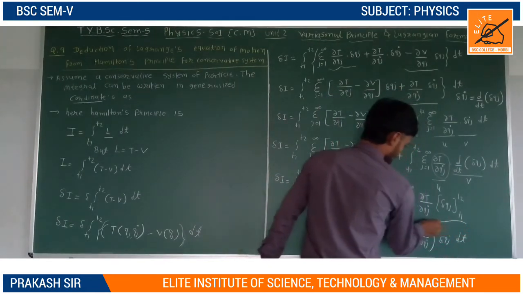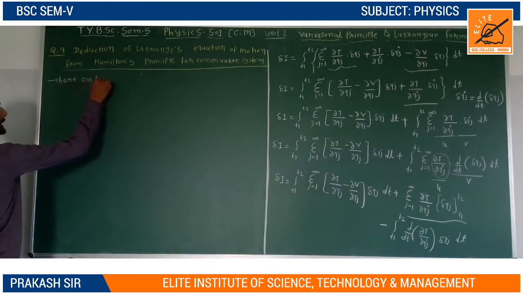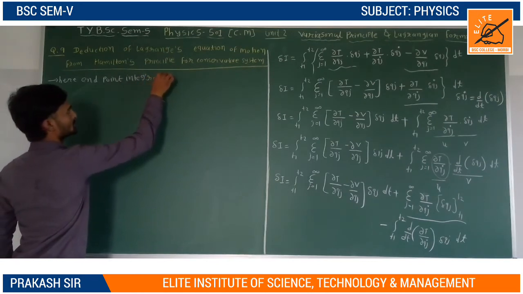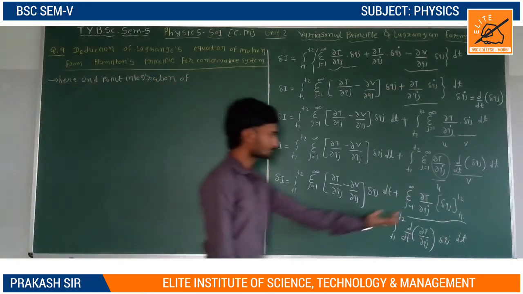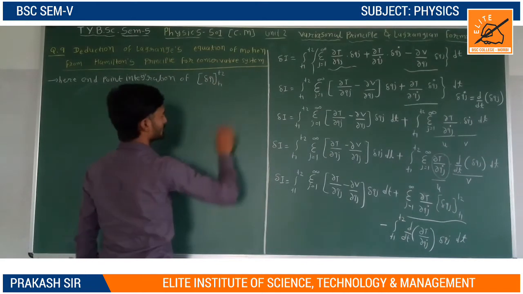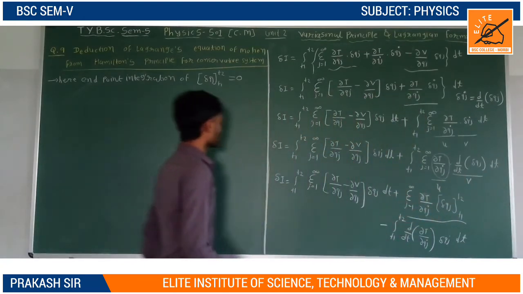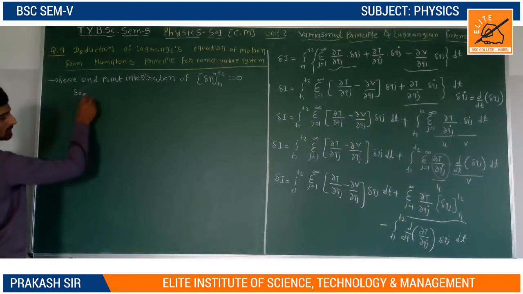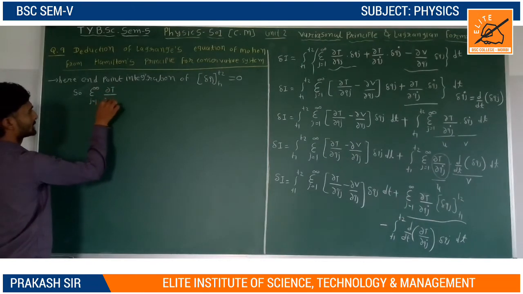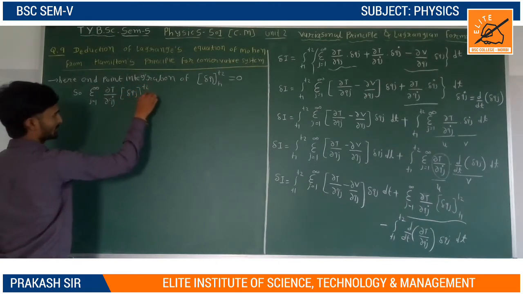Here, at the end points, the integrated term has delta q_j equal to 0 at t1 and t2. So this integrated term is 0, and the boundary term, the summation over particles of ∂T/∂q_j dot times delta q_j at t1 and t2, is 0.